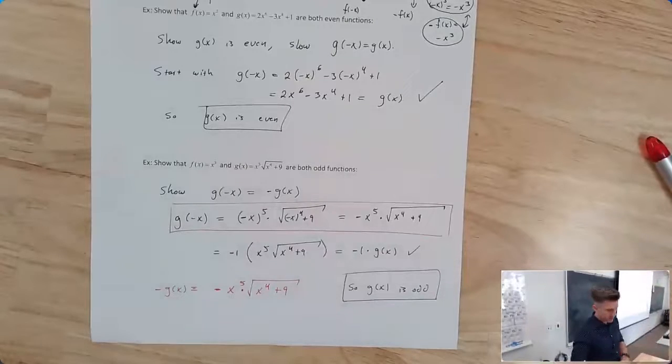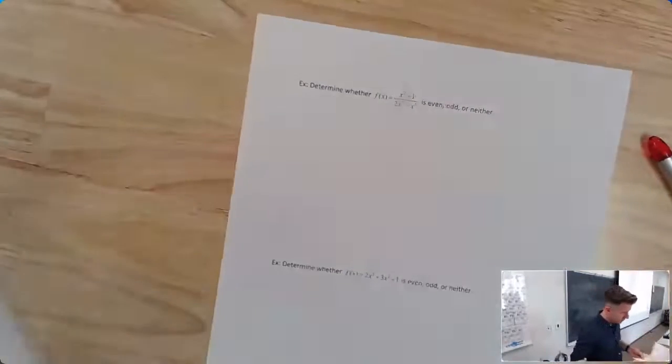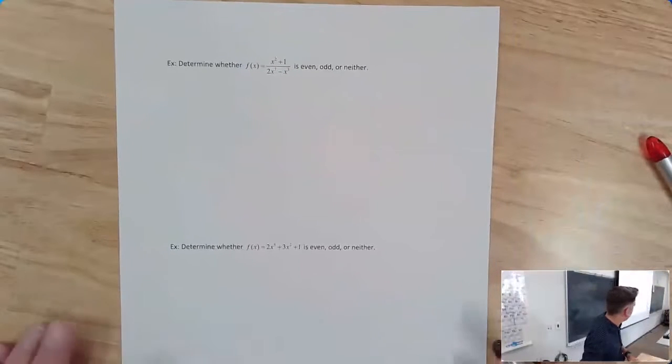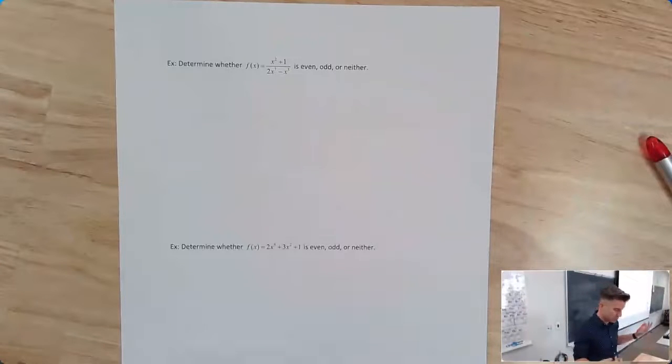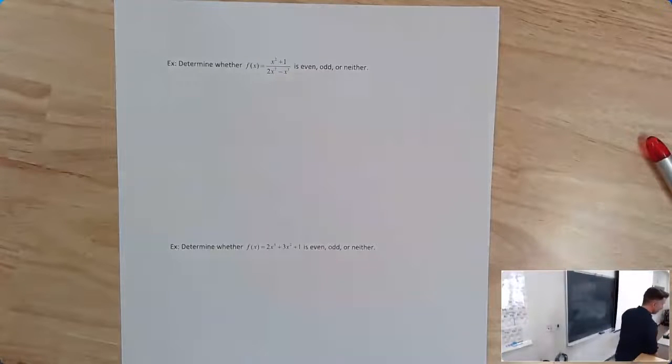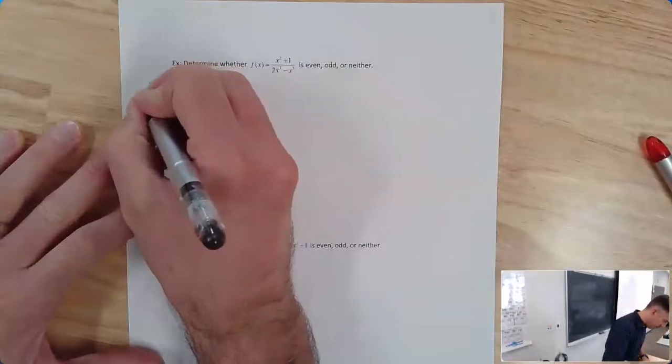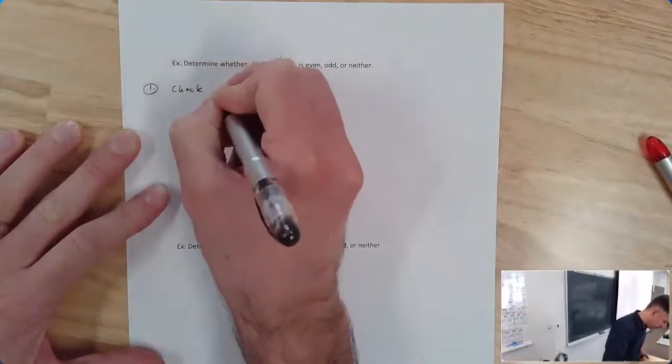Okay, a couple more slightly more complicated ones. Typically, if someone is asking you about evenness or oddness or neitherness, it's going to be phrased as, I'm not going to tell you to show me it's even. I'm going to ask you to find out whether it's even or odd or neither. So here is the process for doing that. You always check for even first, then you check for odd. If it's not odd, then you're done, you say it's neither. So the process is 1, check if it's even.